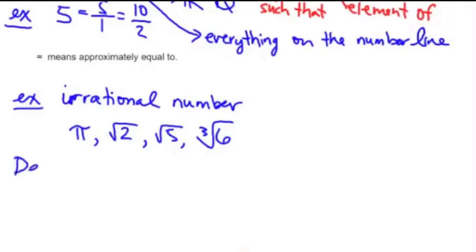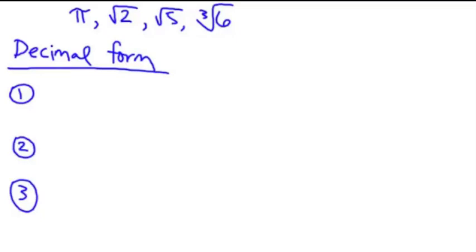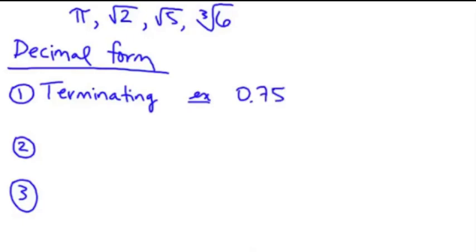Let me just say in decimal form, this is probably going to be the easier way to tell the difference between a rational and irrational number. In decimal form, we've got three different kinds of decimals. So we have terminating decimals. That means they end. Terminating means literally it ends. So an example would be 0.75. That is a terminating decimal because it ends and it doesn't keep going, basically.